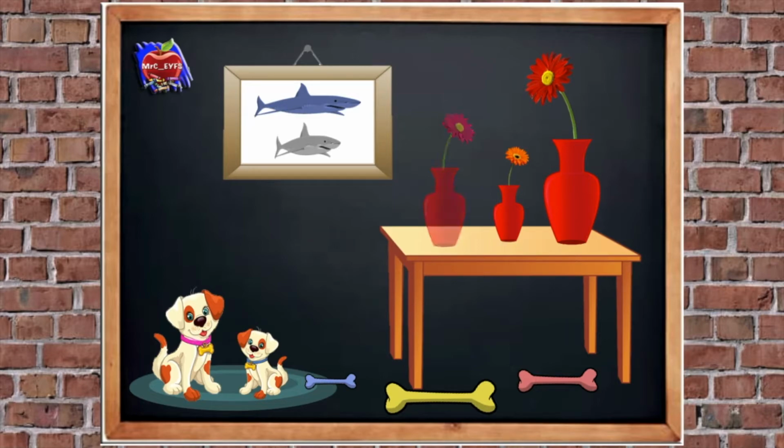So then we could also say that the pink flower, which one is it taller than? Yeah, it's taller than the orange. Which one is it shorter than? Yeah, it's shorter than the red. Excellent, well done. That was really, really good.